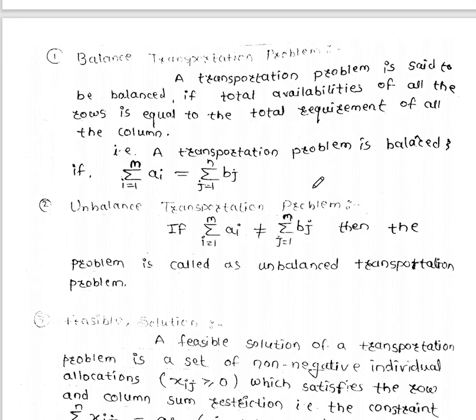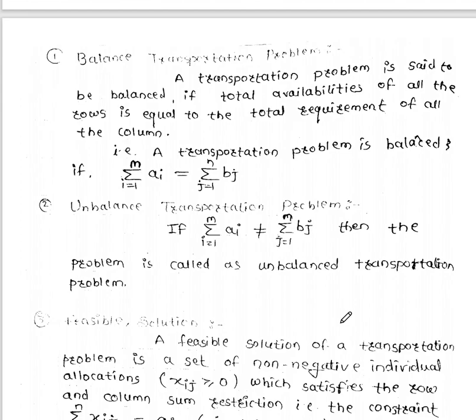If the total availabilities of all the rows is equal to the total requirement of all the columns, then that problem is called a balanced type. When you add the summation of ai and summation of bj, they should be equal, then we can say that the problem is a balanced type. Now the second is the unbalanced transportation problem. If summation of ai is not equal to summation of bj, then that problem is called an unbalanced transportation problem.